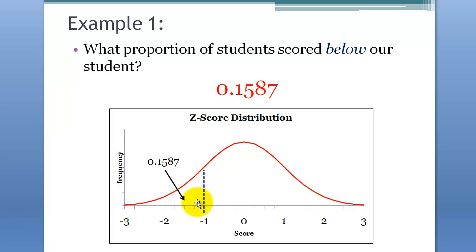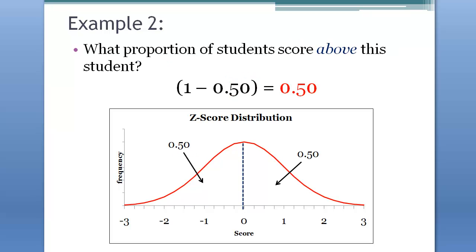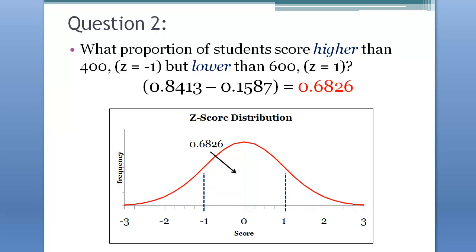See, the proportion of this area is going to be 0.1587. In other words, this larger area is going to be 0.8413, because the entire area is 1, and this is 0.1587. So we're going to try to calculate all of these and answer some questions about the distributions. Exercise.